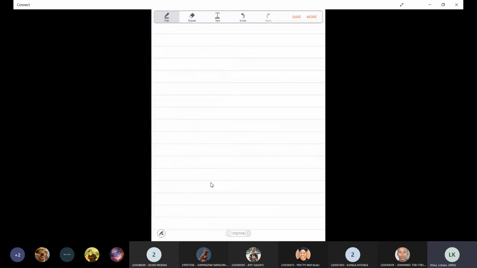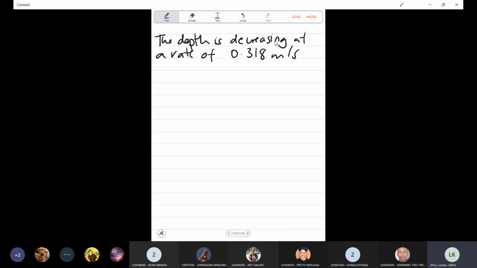So we can write this sentence to conclude. Say the depth is decreasing at a rate of 0.318 meters per second. So if I use the word decreasing, there's no need for me to have the minus here. If I say it's changing at a rate, then I'd have to put the minus, which means it's decreasing. So don't use decreasing and then negative at the same time. It's either one or the other.